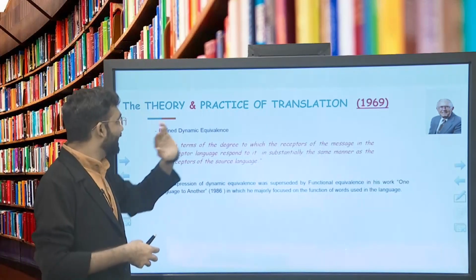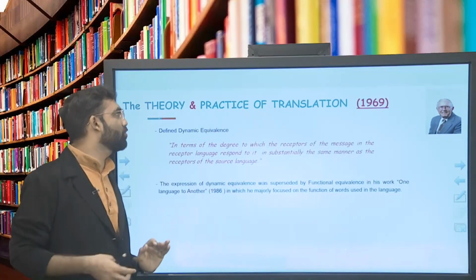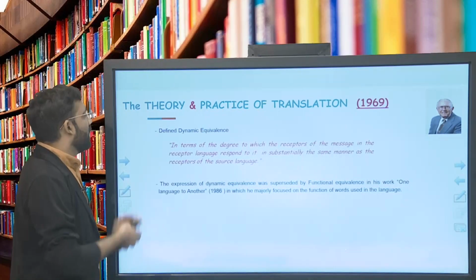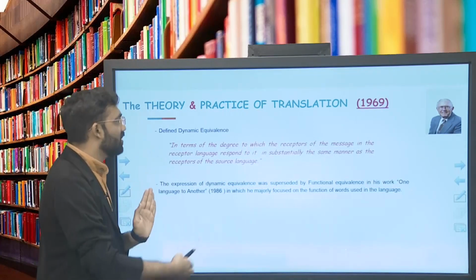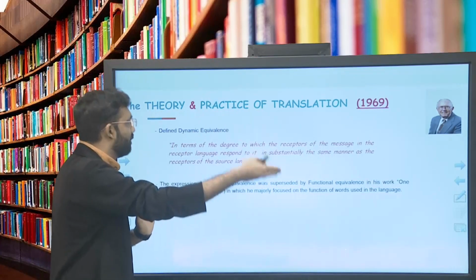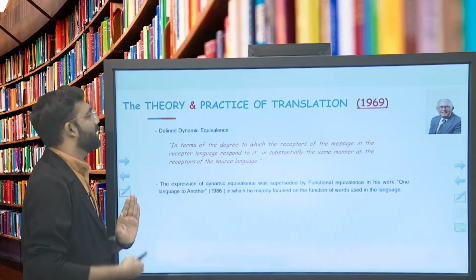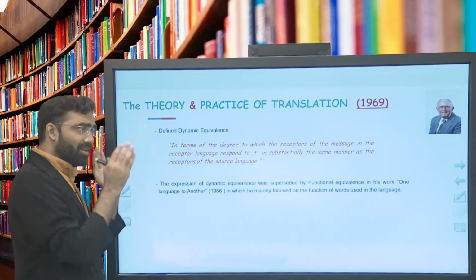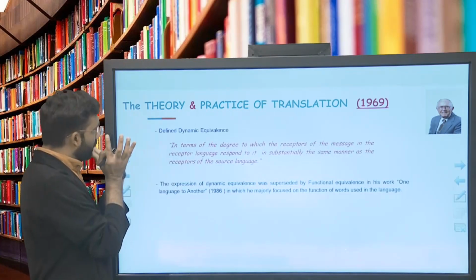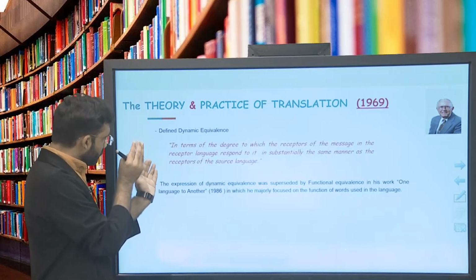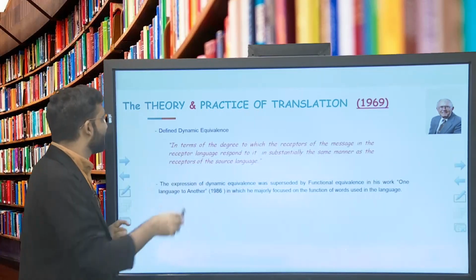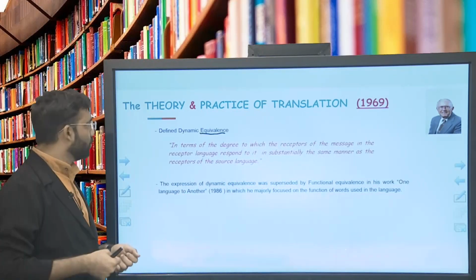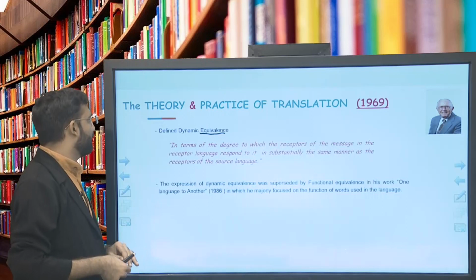So here in this 1969 text, The Theory and Practice of Translation, he defines dynamic equivalence in terms of the degree to which the receptors of the message in the receptor language respond to it in substantially the same manner as the receptors of the source language. We had learned dynamic relationship. So it should have an equivalence, meaning equal value, not the same value. So here he has defined dynamic equivalence.